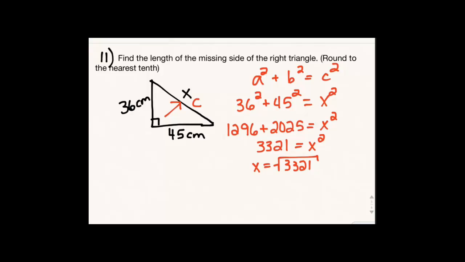Now when we take the square root of 3,321, we get the approximate answer of 57.628. Now I wrote extra numbers because we were told to round to the nearest tenth. So that means we're rounding this first decimal digit. So we look to the right and it's a 2. So that means our x is 57.6 centimeters because that's rounded to the nearest tenth in our decimal.